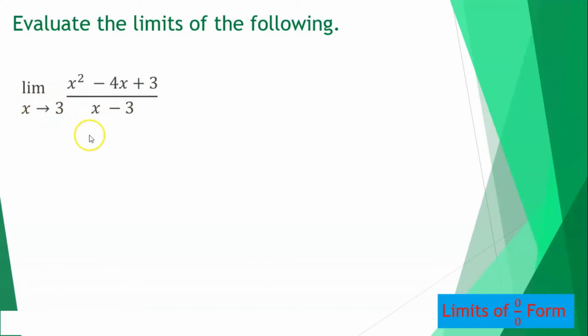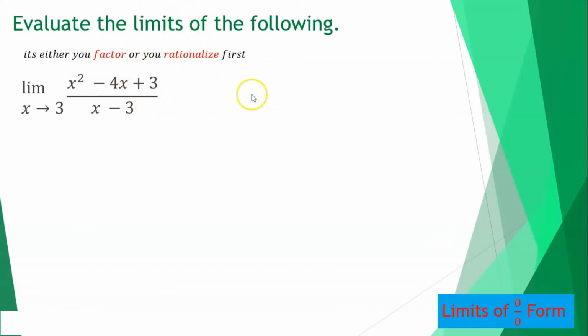Now take note in this one. This 3 here, if we will substitute in the denominator, it will give us 0. Now take note, never divide by 0. So for cases like this, there are two things that you can do. It's either you factor or you rationalize first. Now in this case, we will factor.